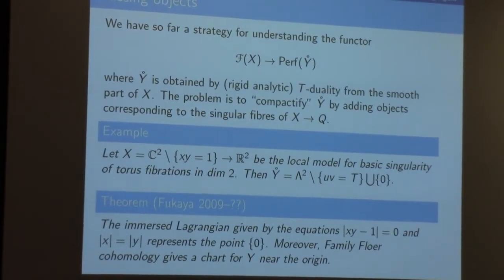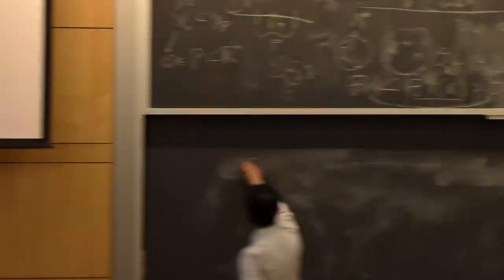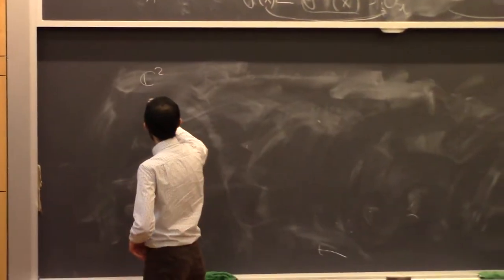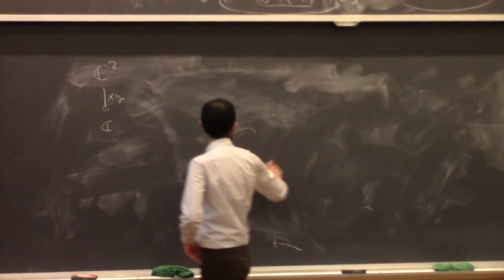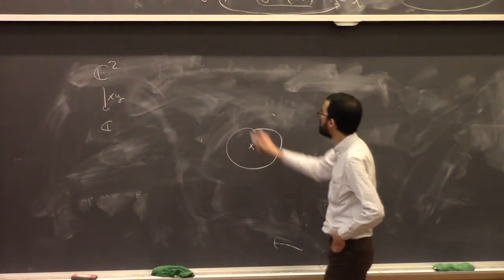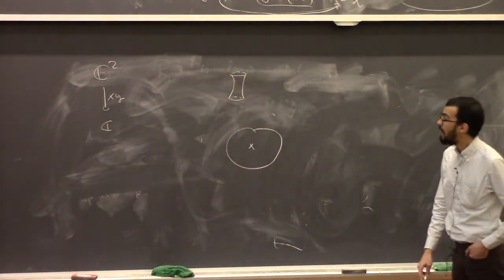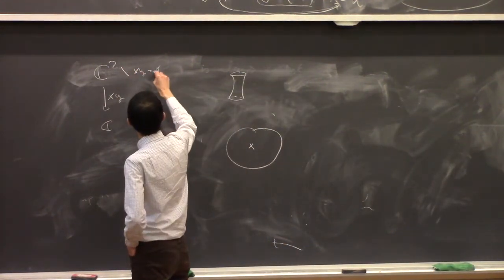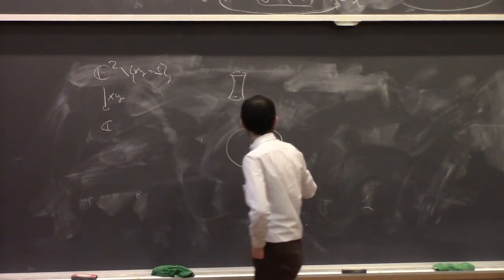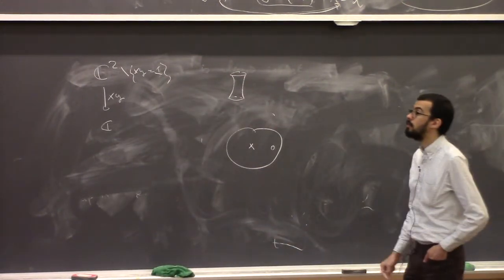There's actually a very simple toy case of this, where you take C2, and I'd like to think of C2 as mapping to C by the map XY. This has a single critical point, and the fiber over a generic point is a cylinder. And I want to remove one fiber from this. I think we'll remove this fiber. So what's the category?